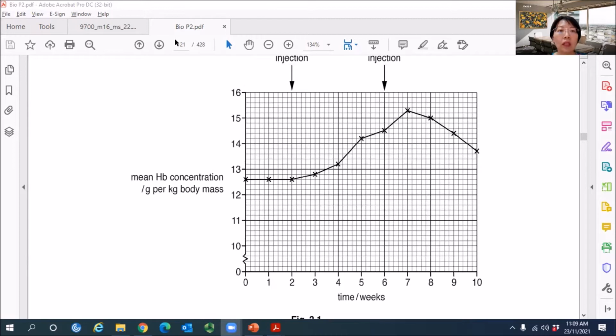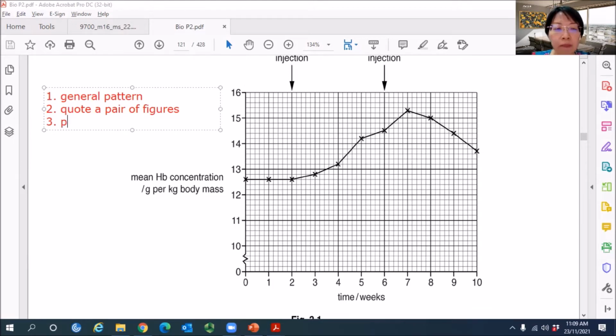So describe. Step number 1, already said, is give the general pattern. And then number 2 is quote a pair of figures to support your general pattern statement. Number 3 is probably you want to give the detail. For example, where is the peak? Where is the interception if there is anything? And then where are the gradients? So number 3 is about talking about interception, peak, gradients, and so on. So basically, I summarize it into 1, 2, 3. Then of course, when you talk about peak, interception, gradients, you have to support it with quote the figures.